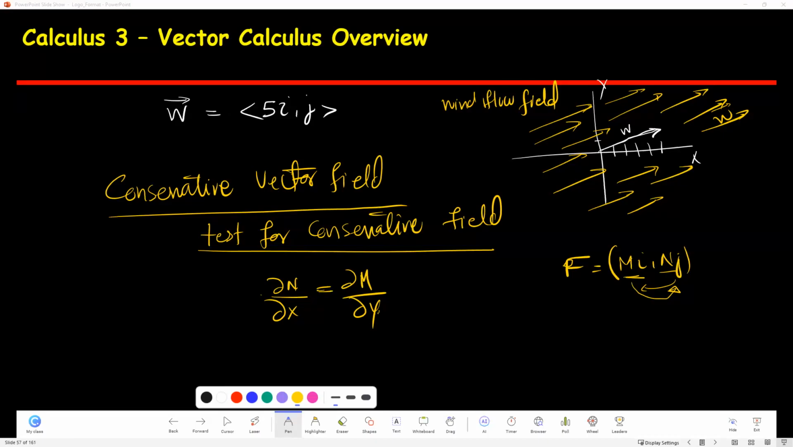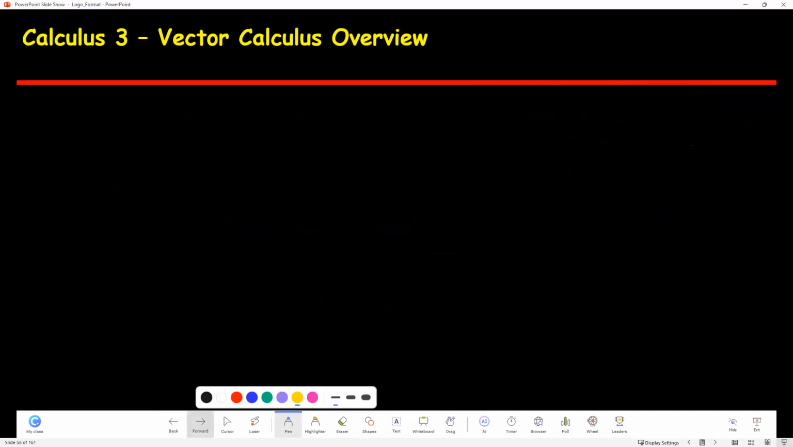So when the field is not conservative, we cannot apply many kinds of vector calculus theorems, because it's going to give you different values based on the circumstances. Okay. Then we learn two more things.